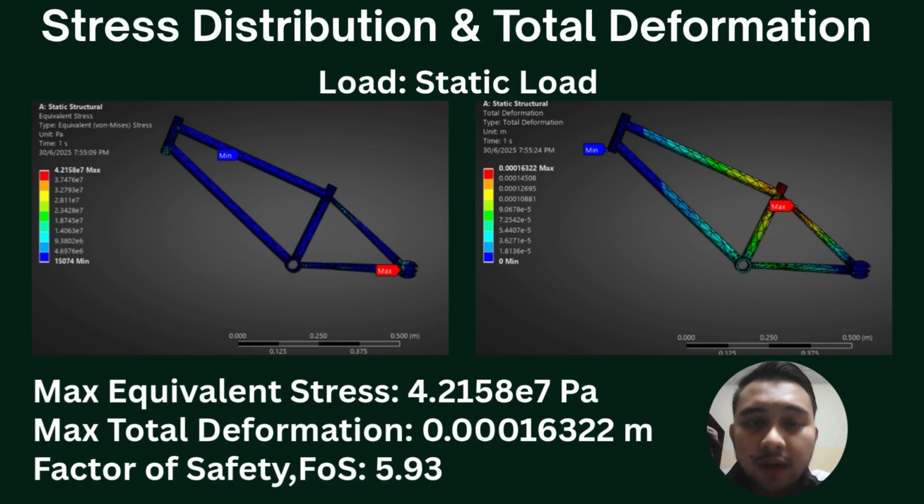Now, this is our ANSYS analysis for our bicycle design. Firstly, for the stress distribution for static condition, the max equivalent stress is 42 megapascal, and the max total deformation is 0.0001632 meters. And finally, for the factor of safety, the value is 5.93.